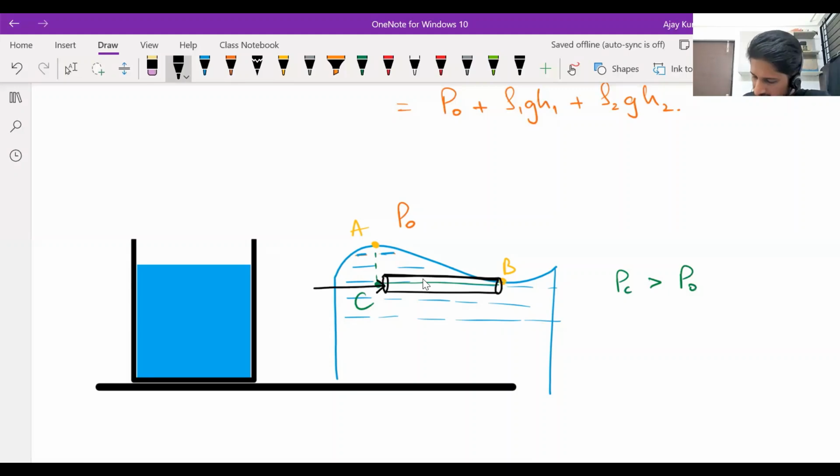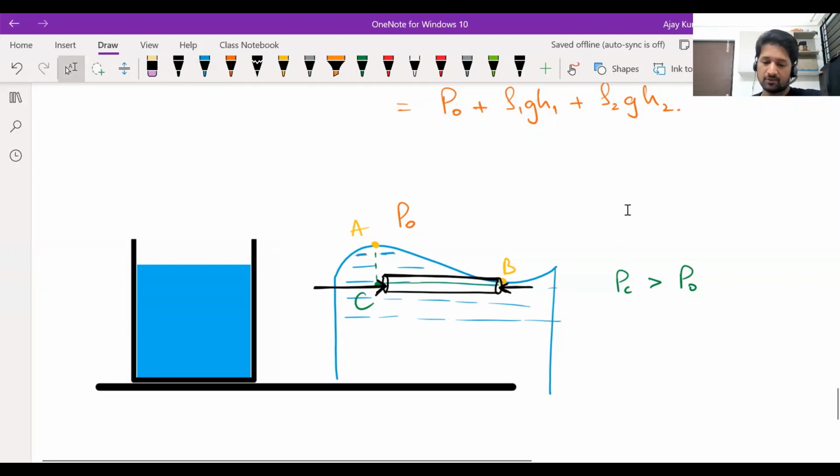Then what will happen? The pressure on that side is P naught only, but on this side the pressure is more than P naught. So there will be more force from the left side than from the right side. So this liquid will move to the right side. And once the liquid moves to the right side, the level on the right will have to rise. So A level will come down, B level will go up. Finally the free surface of the liquid will settle horizontally.